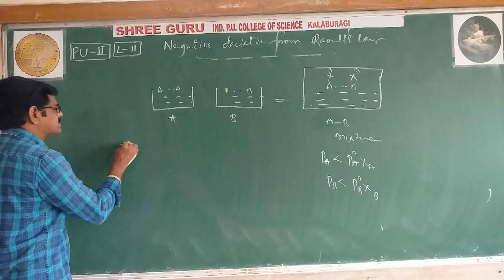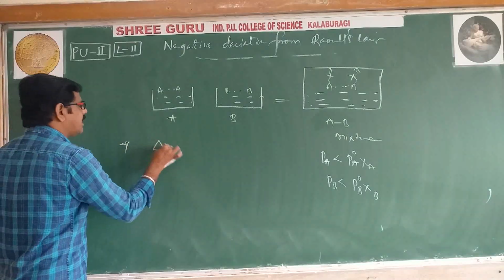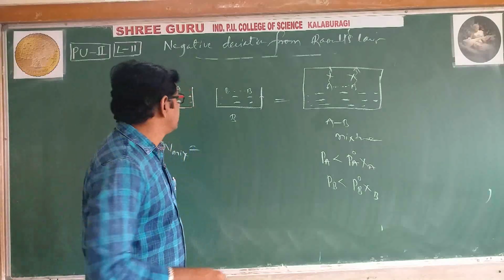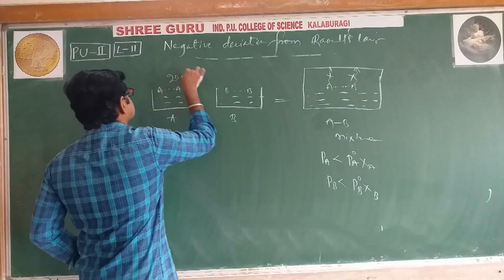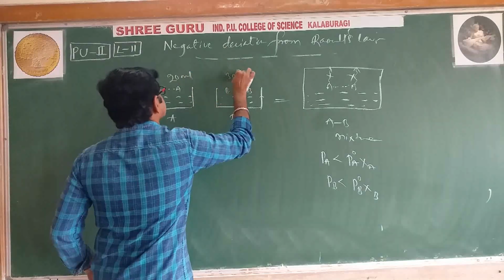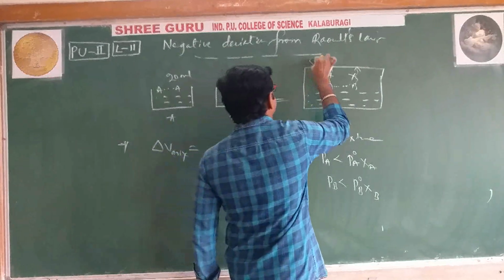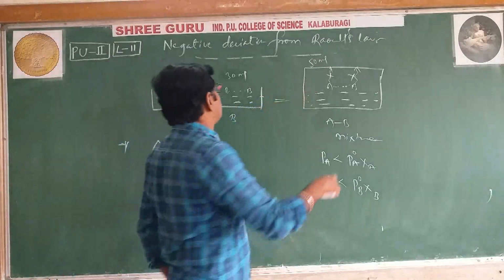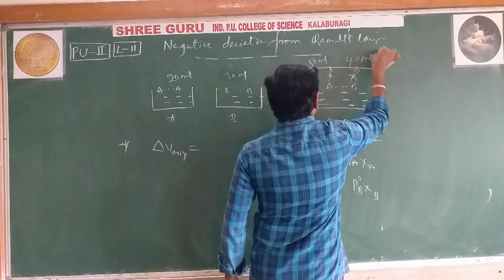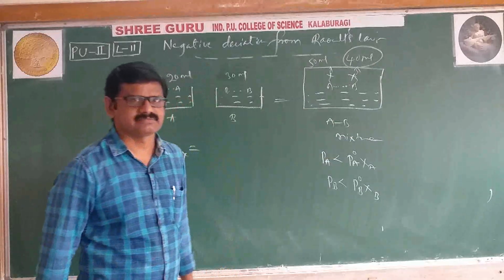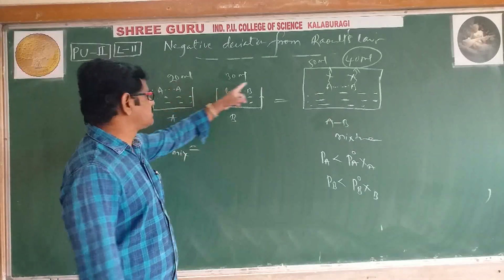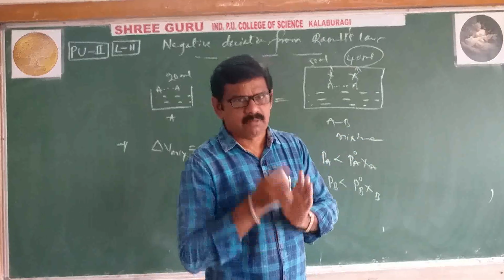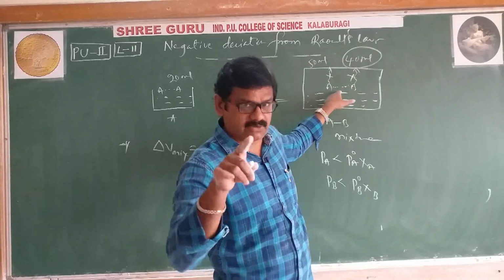Remaining characteristics we'll see. Remaining is delta V, volume change. Say here it is 20 ml, and here it is 30 ml. Here we are expecting 50 ml, 20 plus 30, 50. But the volume is not 50 ml, the volume is 40 ml only. Volume is decreasing. Why is volume decreasing?